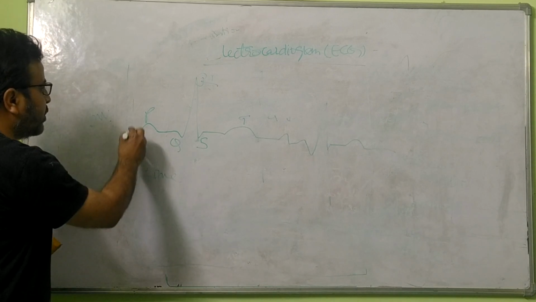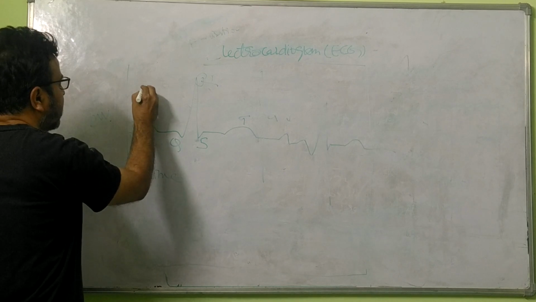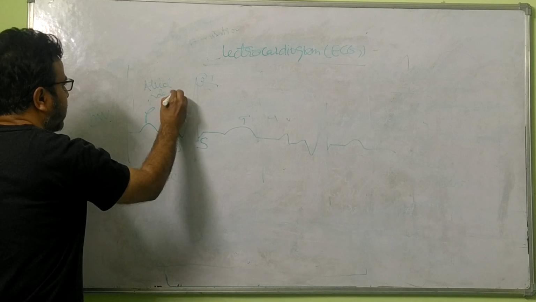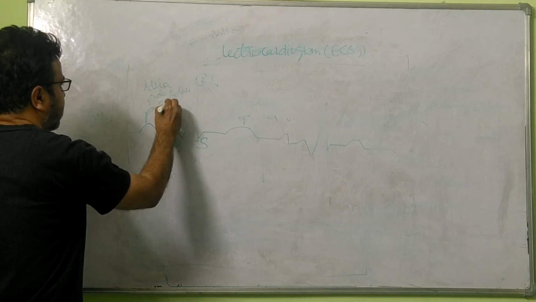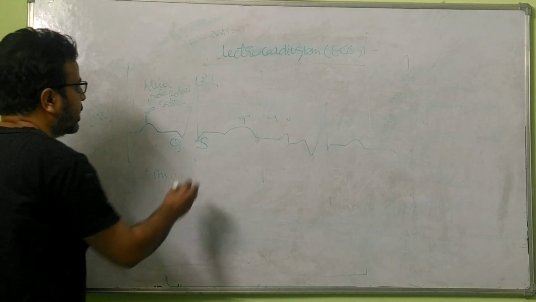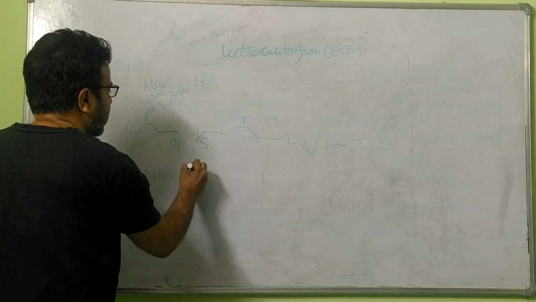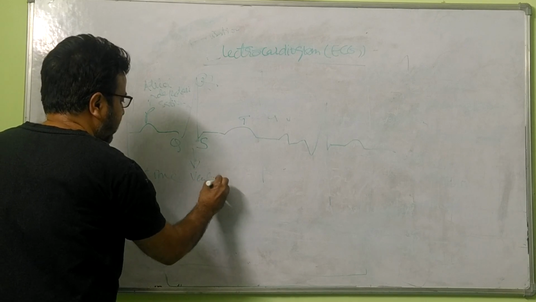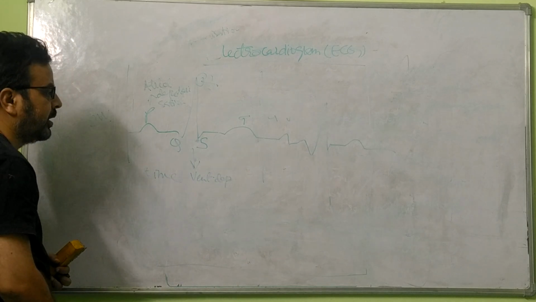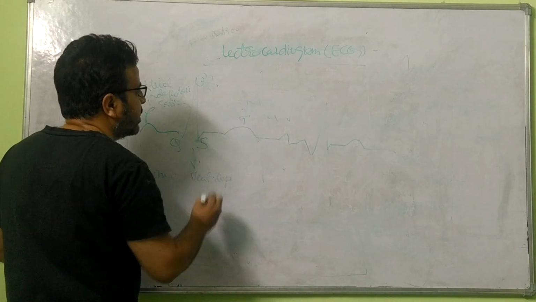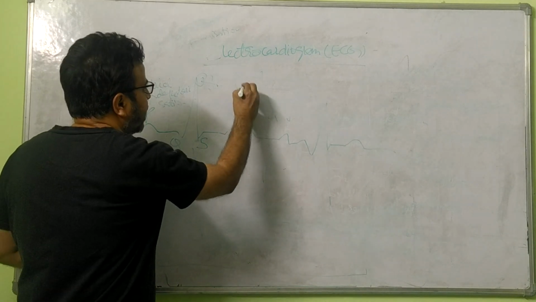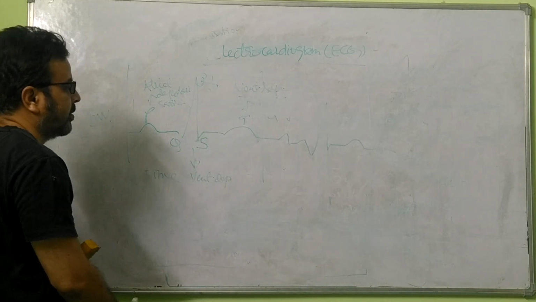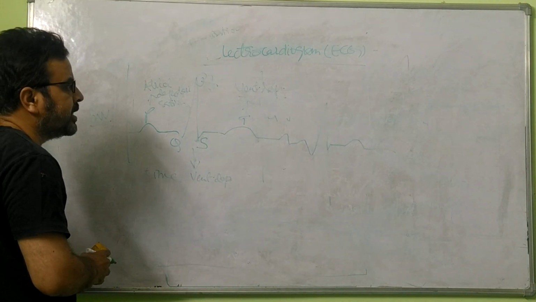So P wave is actually what? Atrial depolarization. And this QRS is ventricular depolarization, and this T wave is ventricular repolarization. So this is the normal ECG.